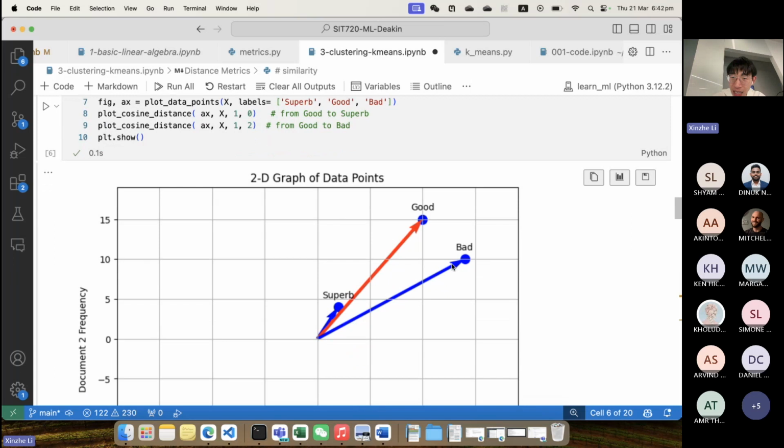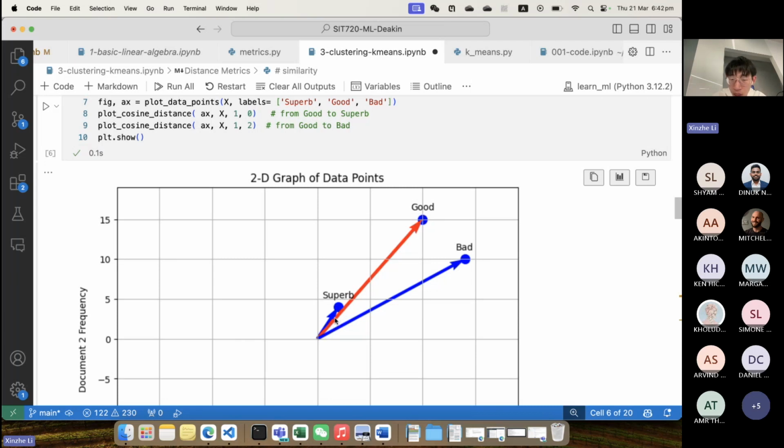A more intuitive understanding is, in your high school, I'm not sure in Australia, in your high school, do you learn some geometric understanding of the dot product? In China, when my teacher taught me the dot product, it gave me this intuitive geometric understanding. The dot product between good and bad is equal to the length of the good vector, which is this line, multiplied by the projection of bad onto good. The projection of bad onto good is this line. And the projection of super onto good is this line.